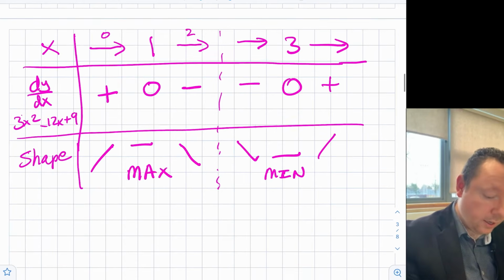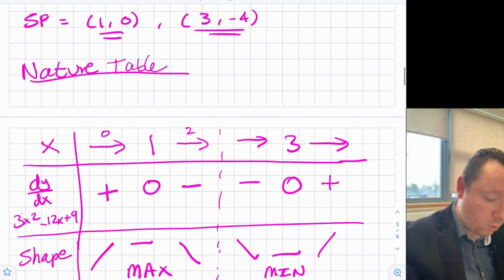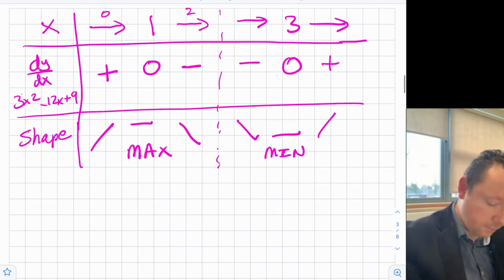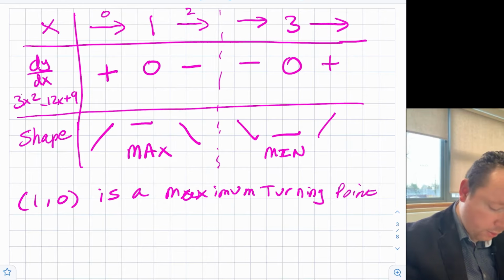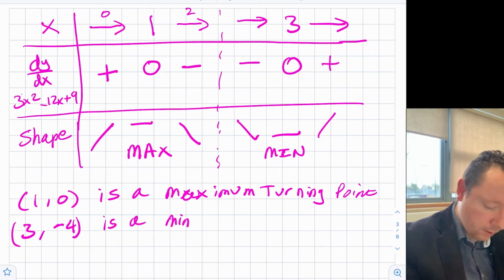So we then need to write a little statement. Our turning points, remember, 1, 0 and 3, minus 4. So 1, 0 is a maximum turning point. And 3, minus 4 is a minimum turning point.